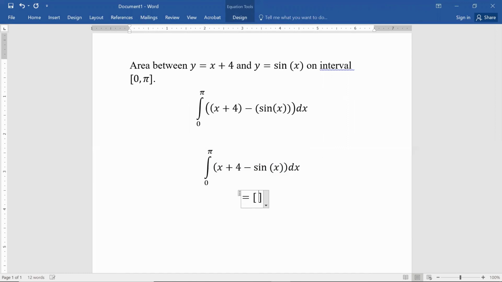Let's go ahead and apply the fundamental theorem of calculus. We do that by finding an antiderivative, 1/2 x squared plus 4x plus cosine of x would be one antiderivative. It's not the only one, but you can do that. The x and the 4 get our usual polynomial treatment, and the antiderivative of sine is negative cosine. Therefore, negative of negative gives me a positive cosine when I integrate. I'm going to be plugging in pi and 0 into my antiderivative that I found.